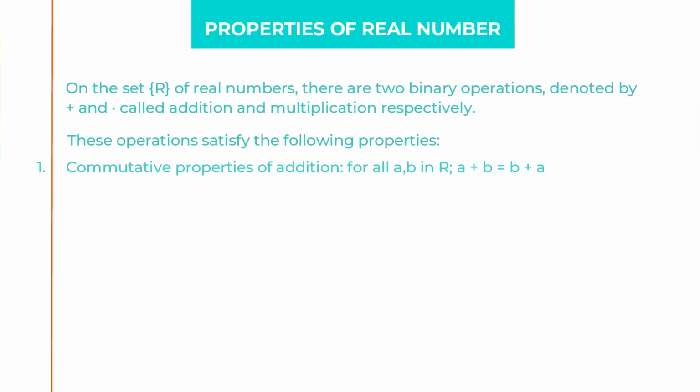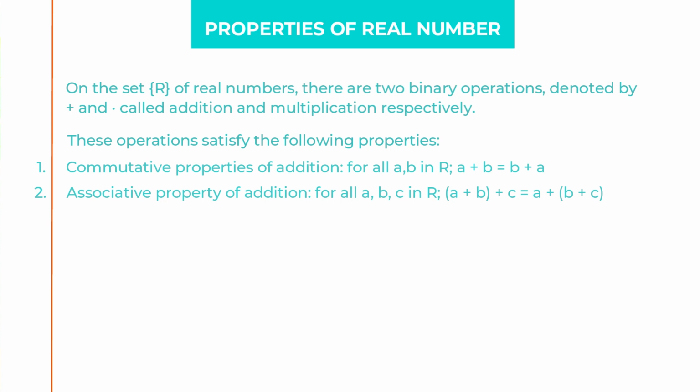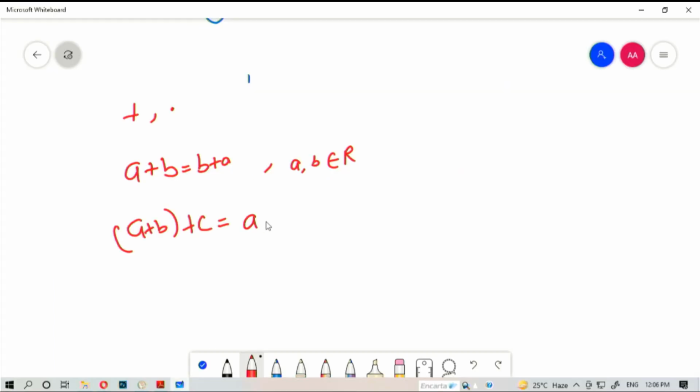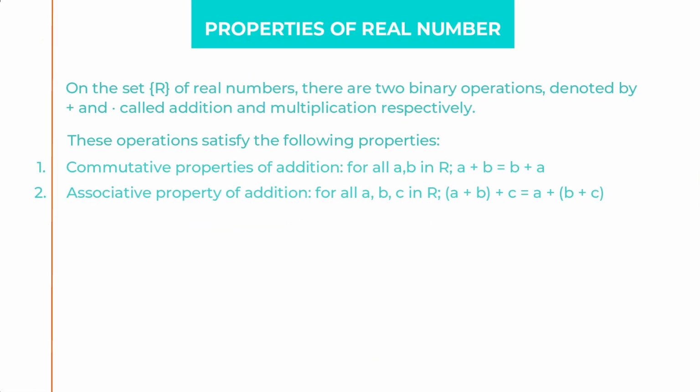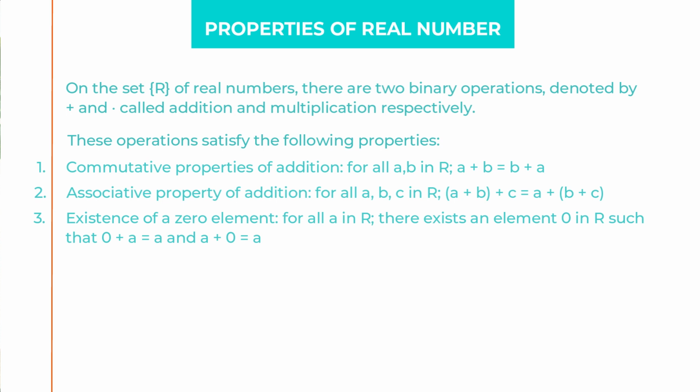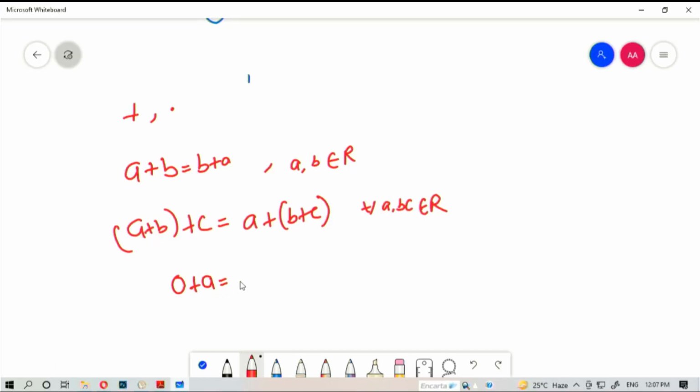The second property is the associative property of addition. So if we have a plus b plus c, then we have it to be a plus b plus c, for all a, b, c in the real numbers. And the third property is that there exists an element 0 in the real numbers such that 0 plus a, of course, will give us a. Any number we add to 0 will always give us that number, okay? So it means that there's an existence of the 0 element.